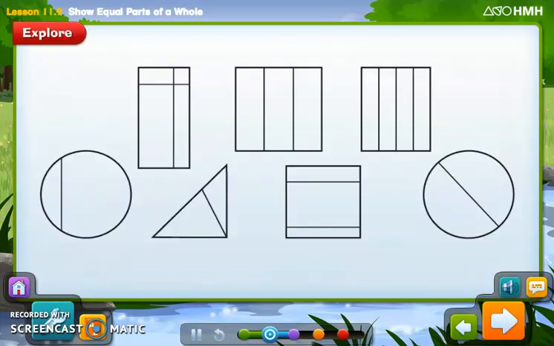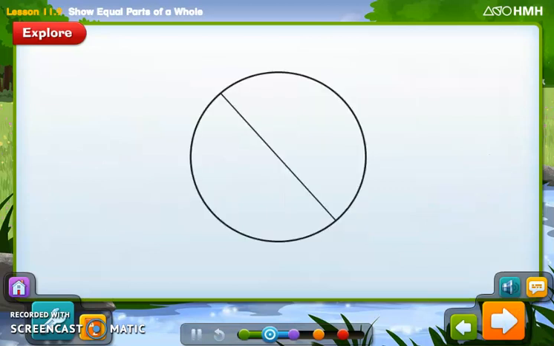Which shapes show equal parts? Let's look at the shapes one by one. We'll start with this circle. The line in the circle divides it into parts. When the parts are the same size, they're equal parts.